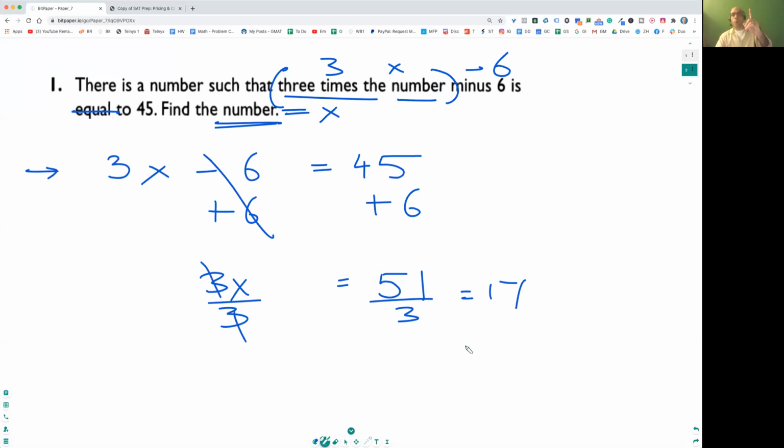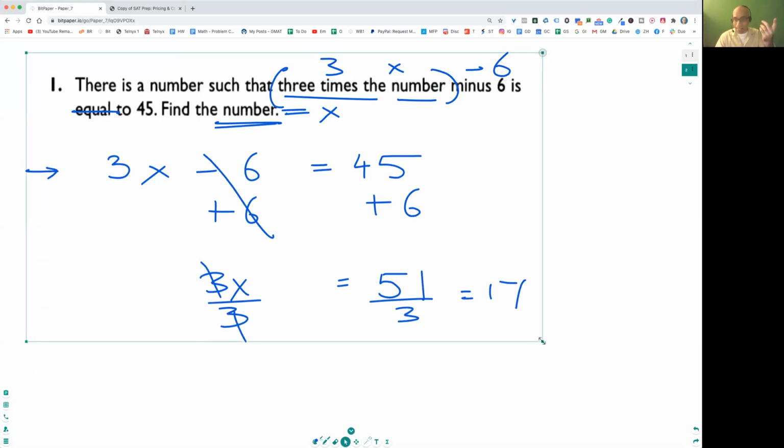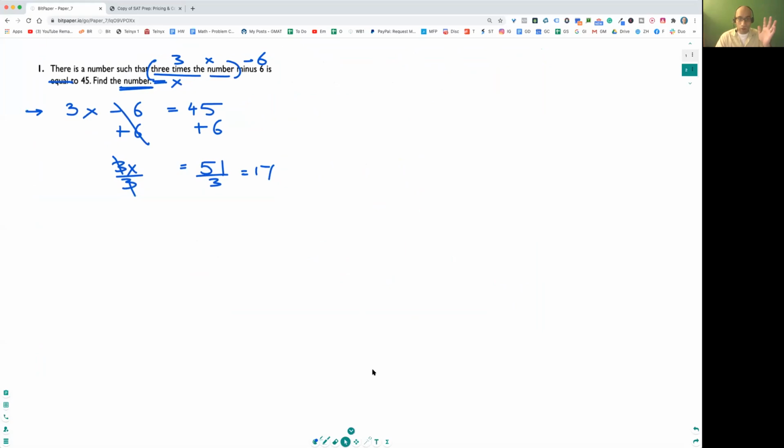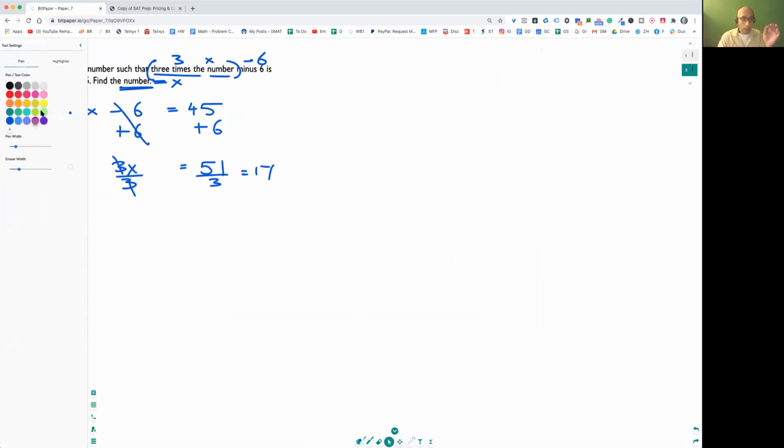Remember, checking is so important in these, right? Many of you are going to solve this problem and move on to the next one, but you are going to make careless mistakes, right? So it's very, very important that you actually check what you're doing, right?